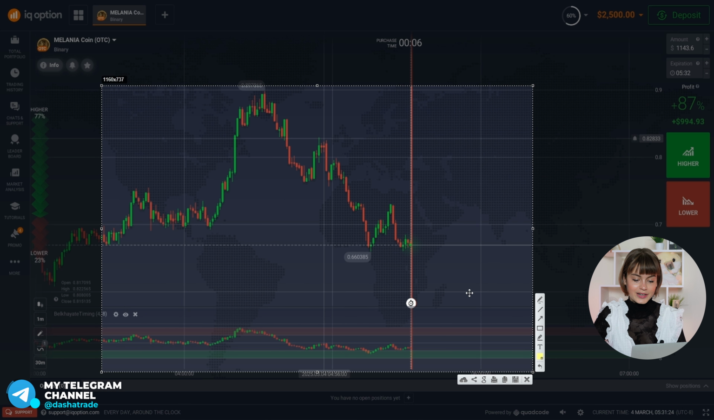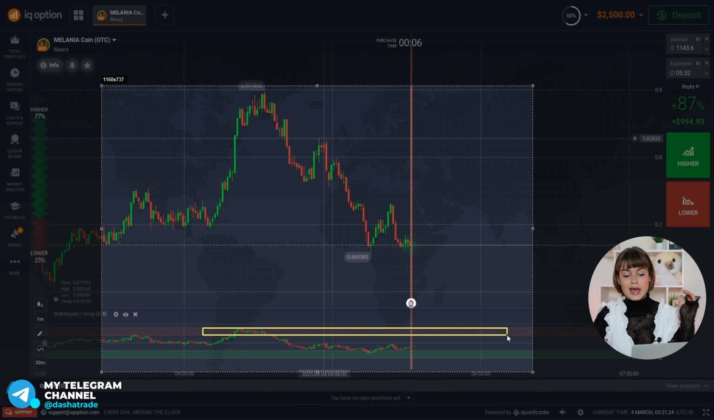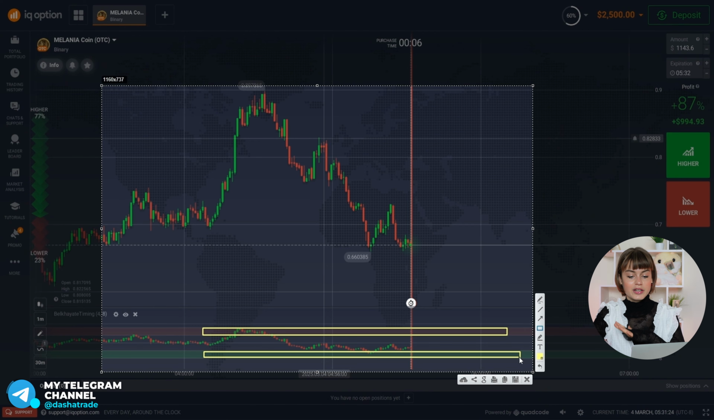So this indicator represents the specific price range within which the price is moving. And this range has two levels: the resistance level, which is located at the top and is marked in red, and the support level, which is located at the bottom and is marked in green.